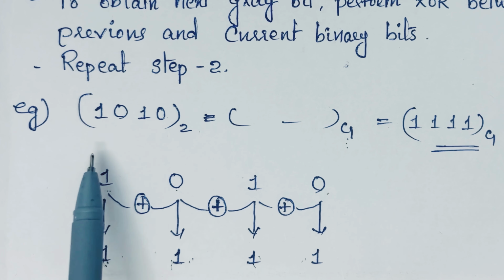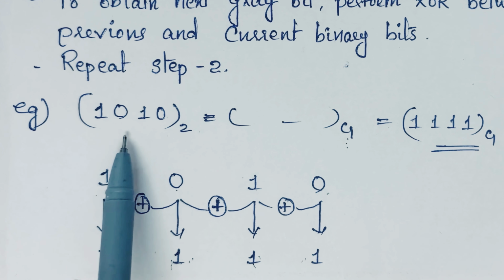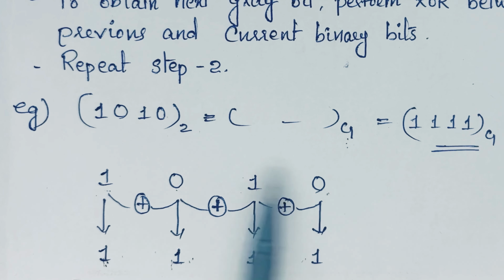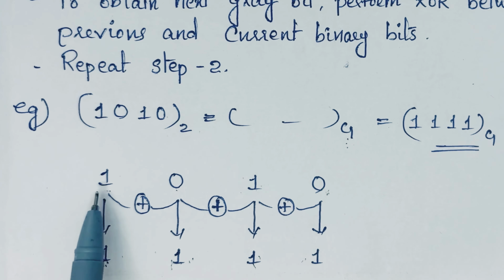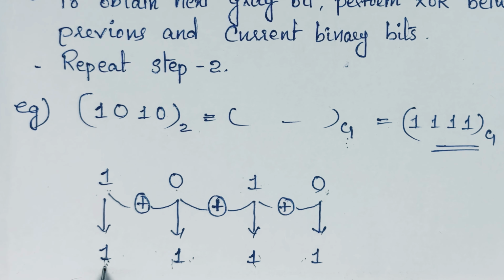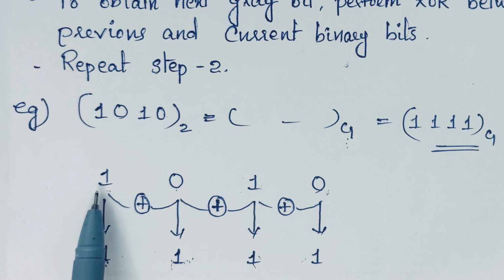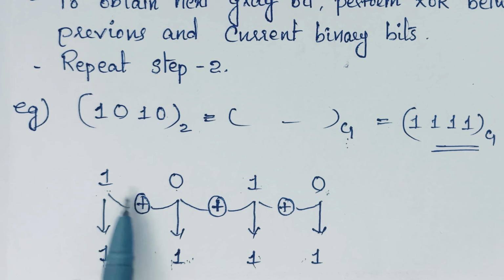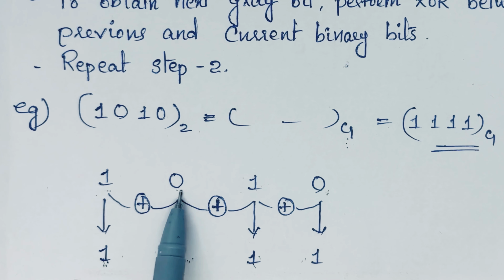gray code bits. For example, if you want to convert the binary code 1010 to gray, first we need to write the binary as it is, 1010. Then the first step is to write the MSB of binary as the MSB of gray. Here the MSB is 1, so the MSB of gray is also 1. Now the next gray bit we get by the XOR operation between the previous and the current binary bits. That means 1 XOR 0. What is 1 XOR 0? 1. So that is the next gray bit.